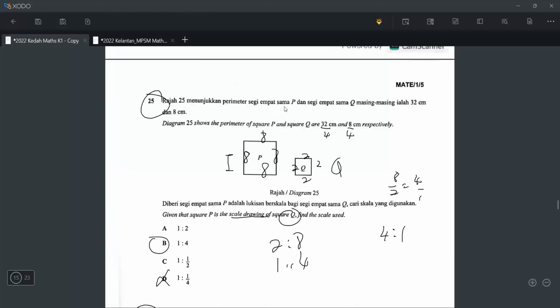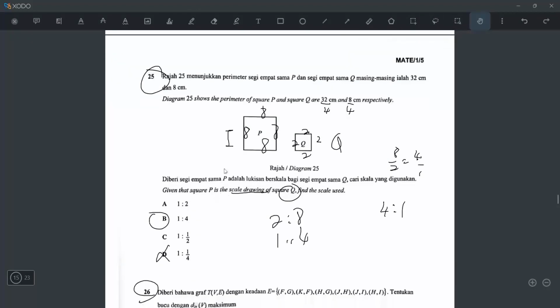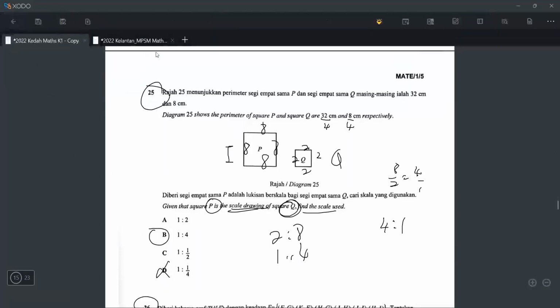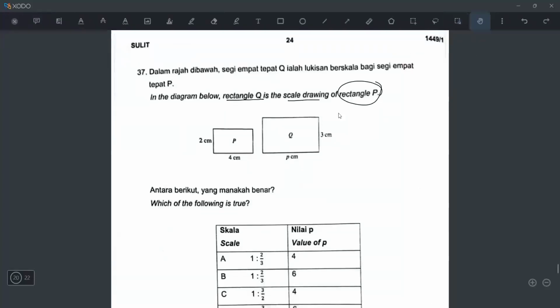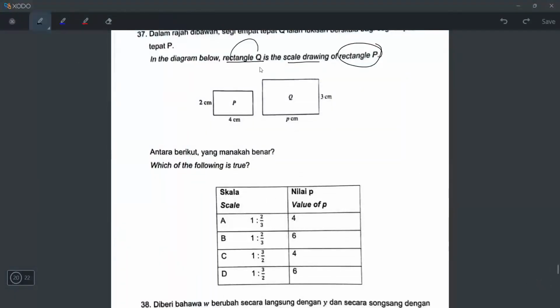Question 25. So can you see P, Q, and then let's read. Square P is the scale drawing of square Q. Find the scale and so on. So the correct answer is D for this question. If you want the full explanation, just go to the Kedah video and watch it yourself. Okay, but let's come back here. In the diagram below, rectangle Q is the scale drawing of rectangle P. If they say Q is the drawing, it means Q is the image, and P will be the object.